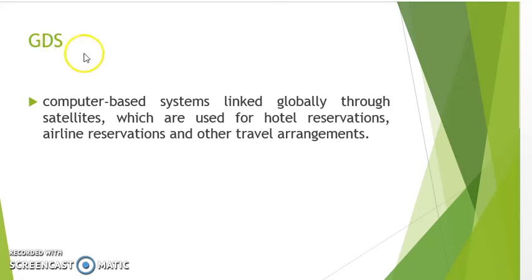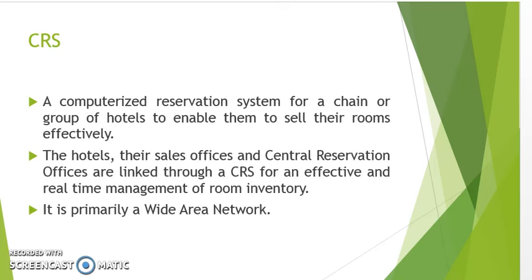Now, what is the global distribution system? It is a computer-based system linked globally through satellites which is used for hotel reservations, airline reservations, and other travel arrangements. What is central reservation? It is a computerized reservation system for a chain or group of hotels to enable them to sell their rooms effectively. The hotels, their sales offices, and central reservation offices are linked through a central reservation system for effective and real-time management of room inventory. It is primarily a wide area network.